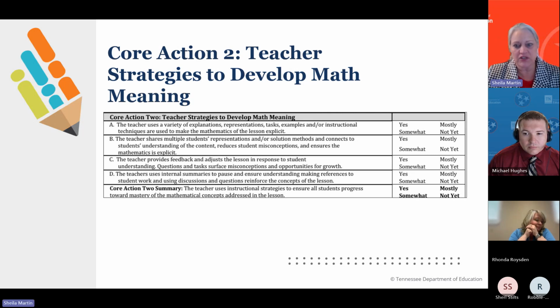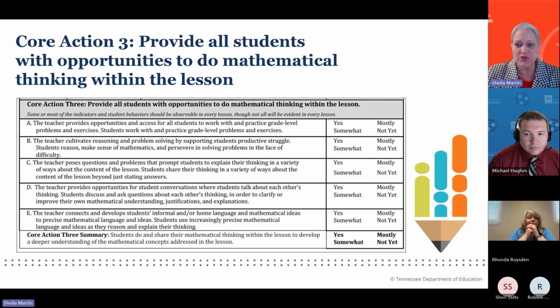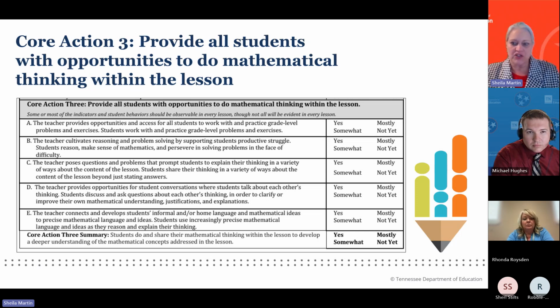All right, moving on to Core Action 3. As we move to Core Action 3, we will focus on the inherent connection between teacher moves and the subsequent impact those moves have on student behaviors. At the heart of Core Action 3, we want to see that all students have the opportunity to do mathematical thinking within the lesson, not just perform mathematics. So take 1 minute to read and annotate Core Action 3. Make note of some specific student actions you would want to see in a classroom.